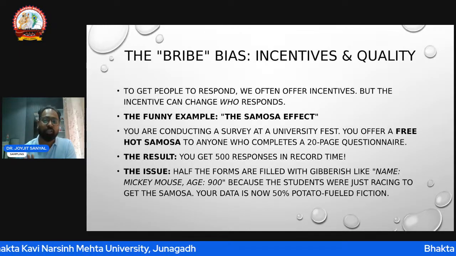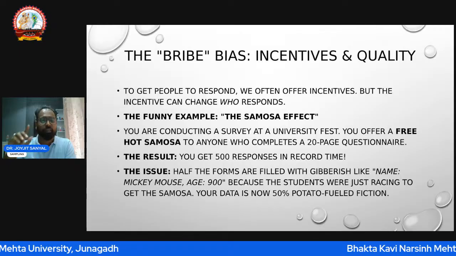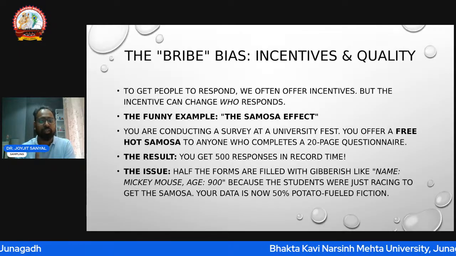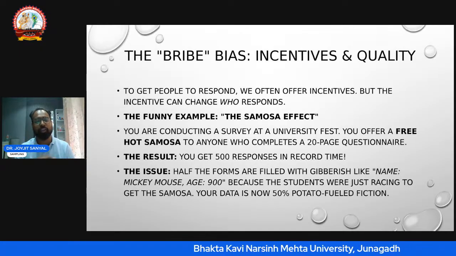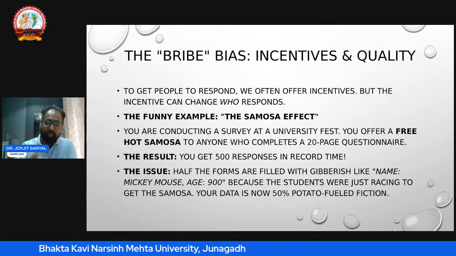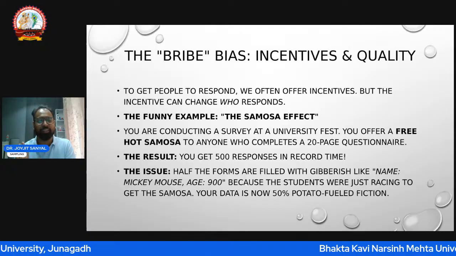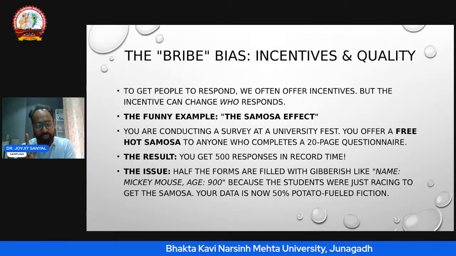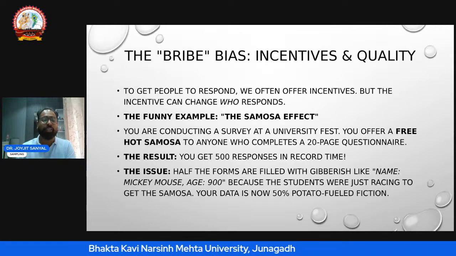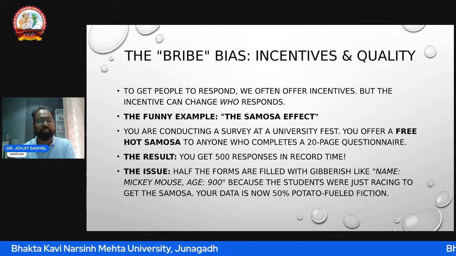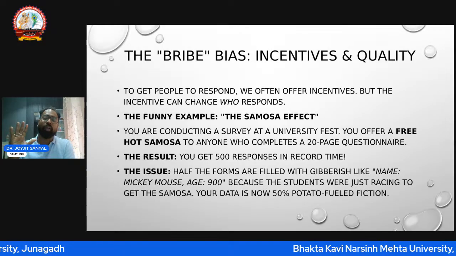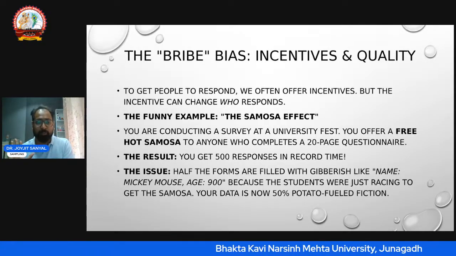Free hot samosa. Whoever comes will get one samosa if they fill up this 20-page questionnaire and give it back. Just imagine, a 20-page questionnaire. You prepare a 20-page questionnaire and you give it to me, I might not even fill it up, right? So while building your questionnaire, you have to be very careful. Why 20 pages? Is it justified?